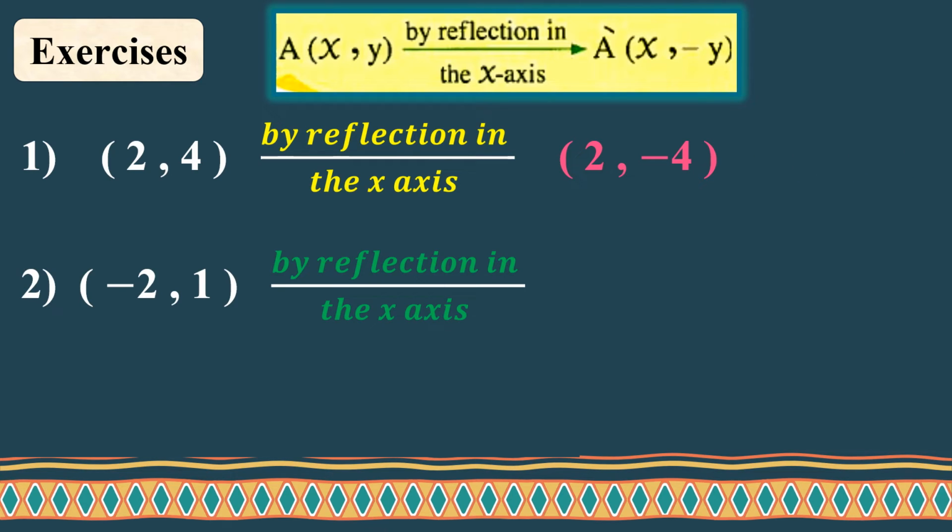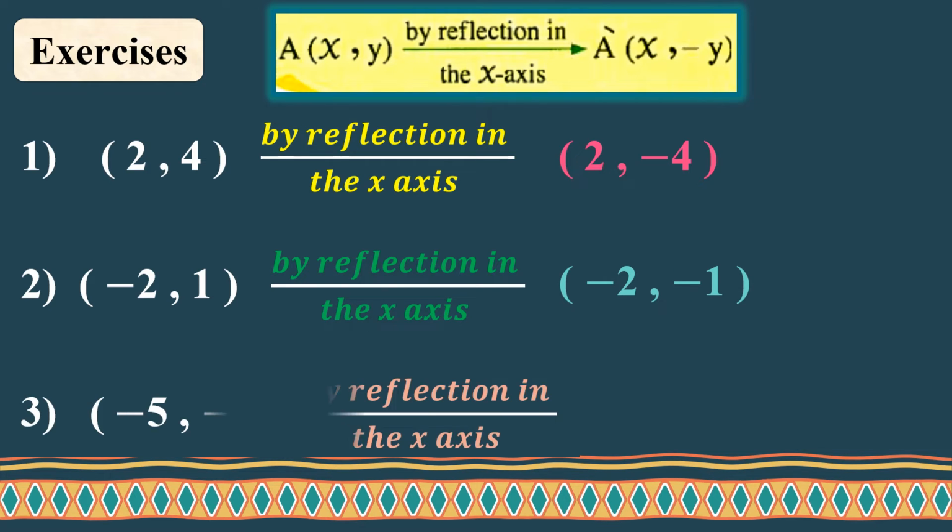Number 2, (-2, 1) by reflection in the x-axis, so the x stays the same and it changes the sign of coordinate y. So the answer will be (-2, -1). Number 3, (-5, -3), also by reflection in the x-axis, equals (-5, 3).